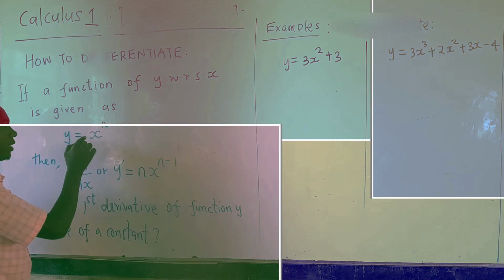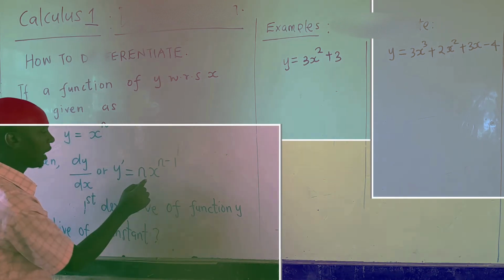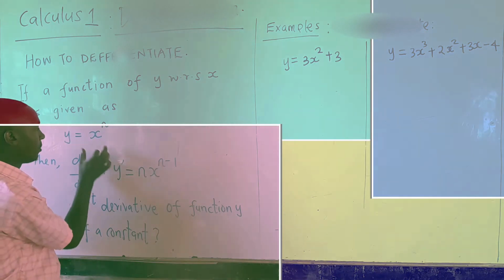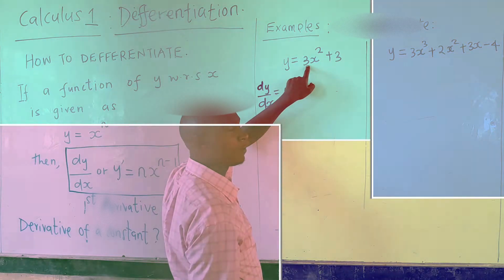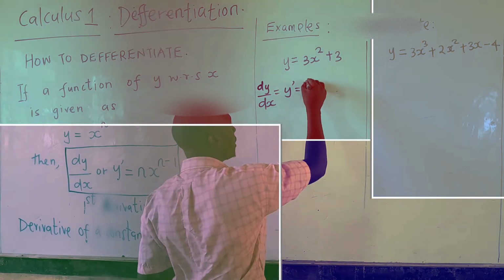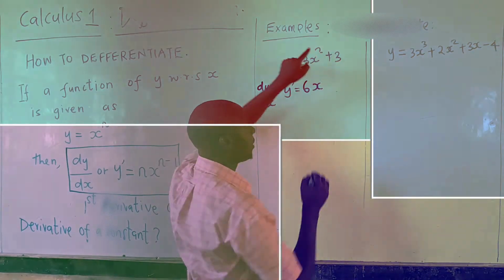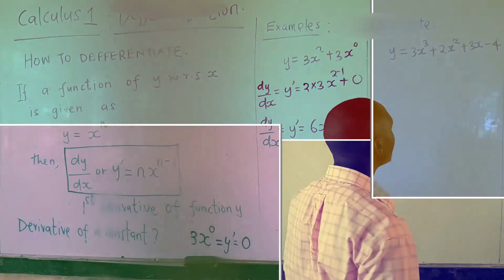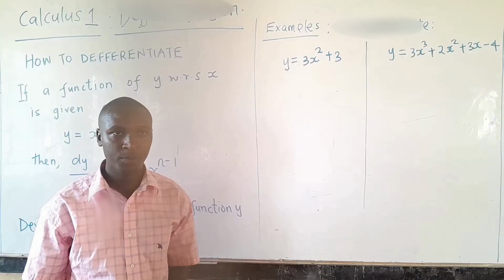The power, the coefficient is 1, and then we have the variable as x. Then we're going to have n multiplied by the coefficient of x, which is of course 1, and then we're going to have 6. Then we have x, we subtract 1 from the power. Onto the second example. How do we do?